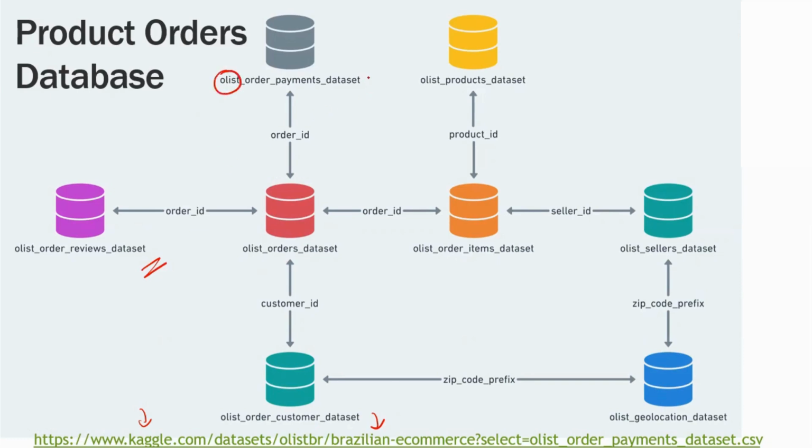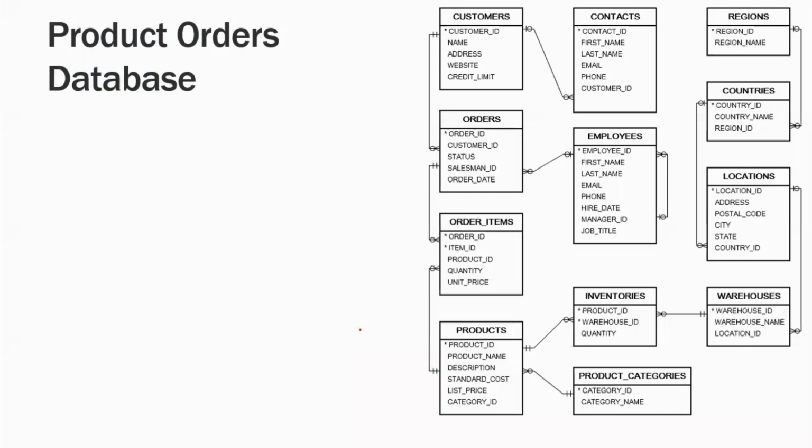Okay. And you have products data set. You have the order items data set. Within one order, there can be multiple items. You have the sellers data set. You have the geographical delivery related data set. You have the customer related data set. You have a database with multiple tables. Another example is, here is another example. You have customers, orders, a similar orders product related database.